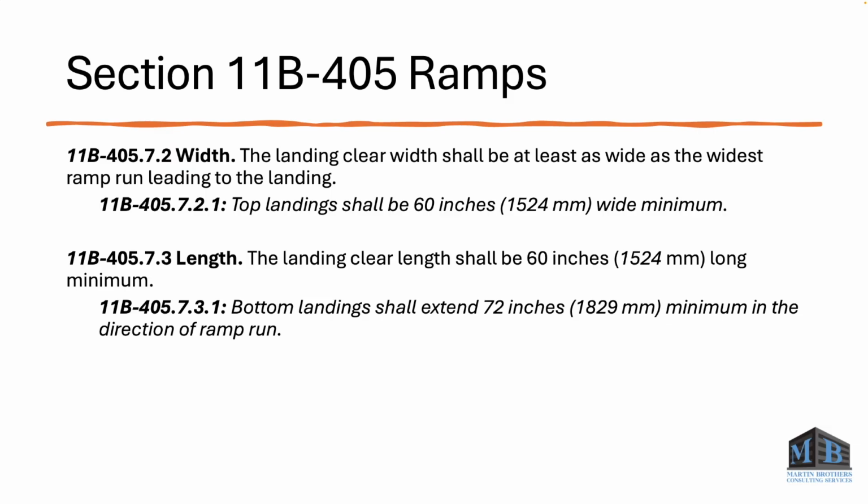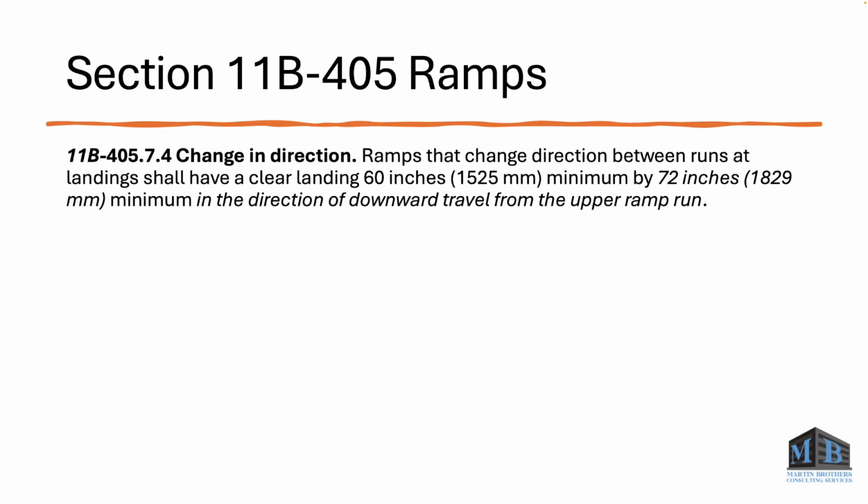So when you're coming down from the ramp run, we want to provide a little bit longer, flat, less than 2% sloped area where you can get your bearings. 11B 405.7.4, change in direction landings. This is the one that I didn't talk about. Change in direction landing. Ramps that change directions between runs at landing shall have a clear landing 60 inches minimum by 72 inches minimum in the direction of downward travel from the upper ramp.